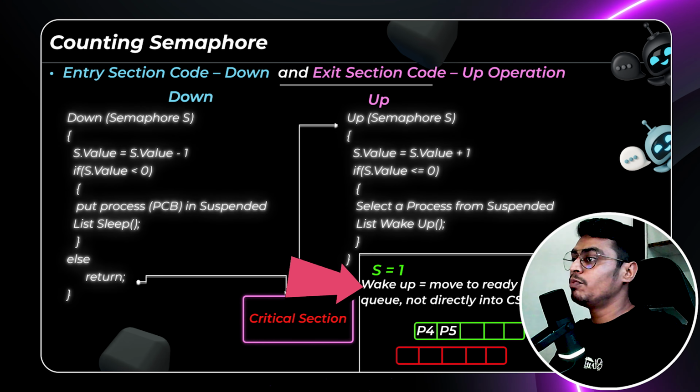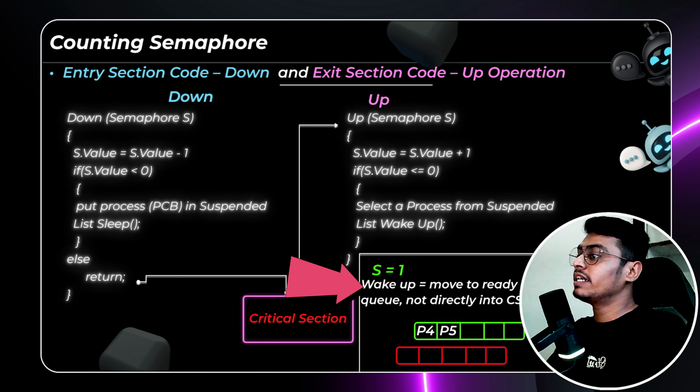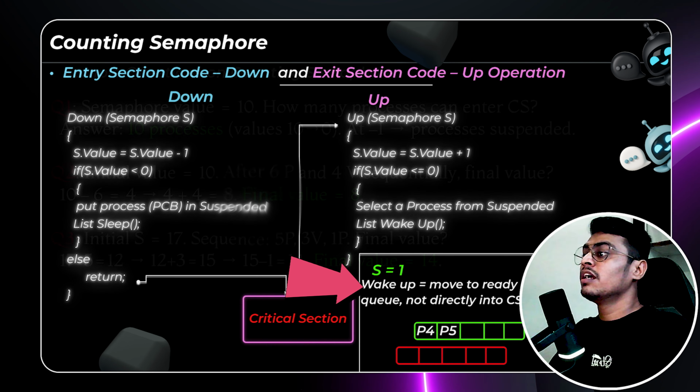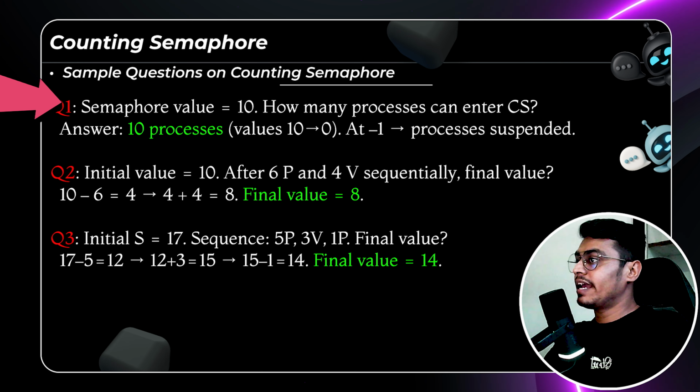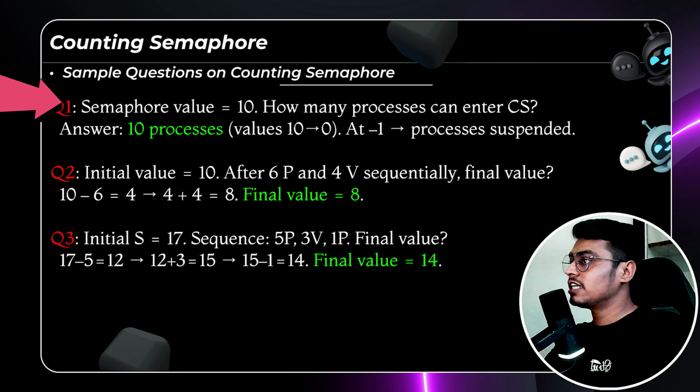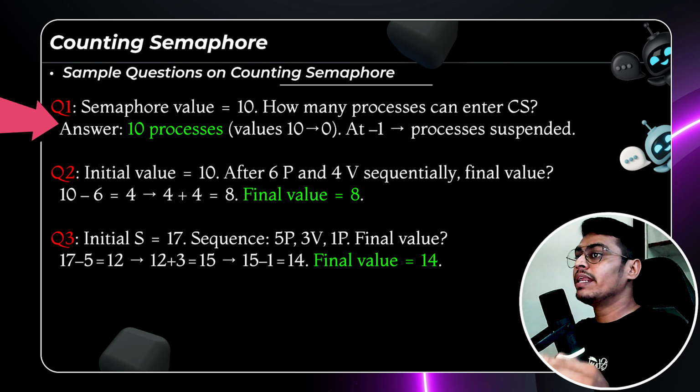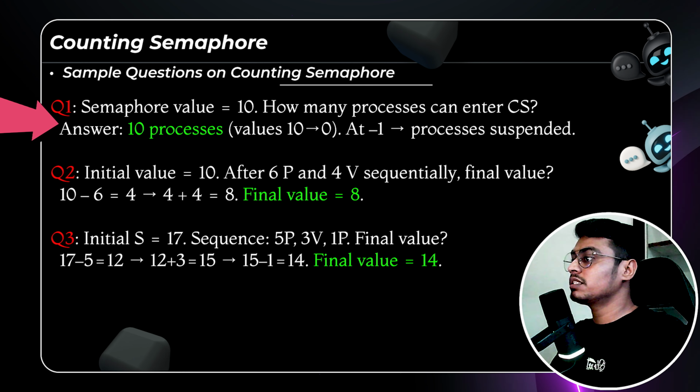Wake up doesn't mean putting the process in the critical section, it means putting it in the ready queue so it can try again to enter the critical section. Now a sample question on counting semaphore. Let's say at any point of time the semaphore value is 10. How many processes can enter the critical section? Carefully: 10 processes. When it goes from 0 to -1, the process gets suspended.